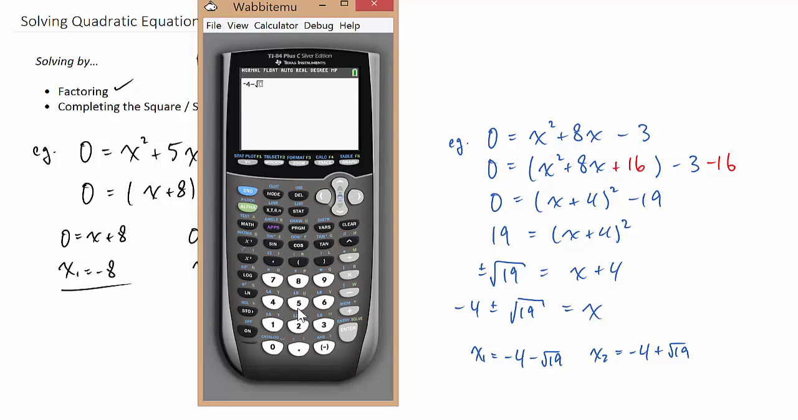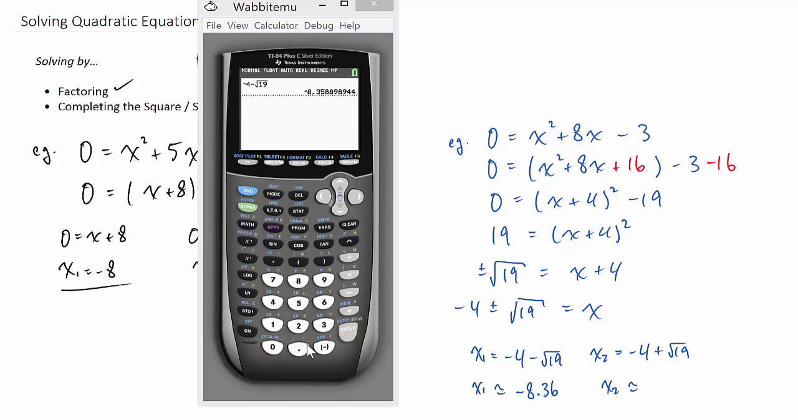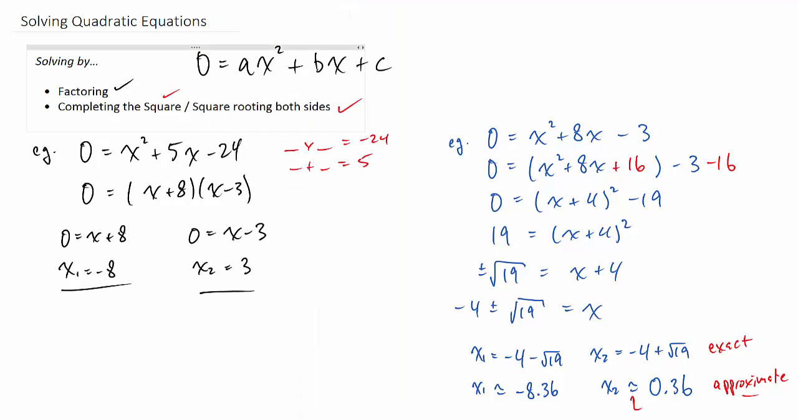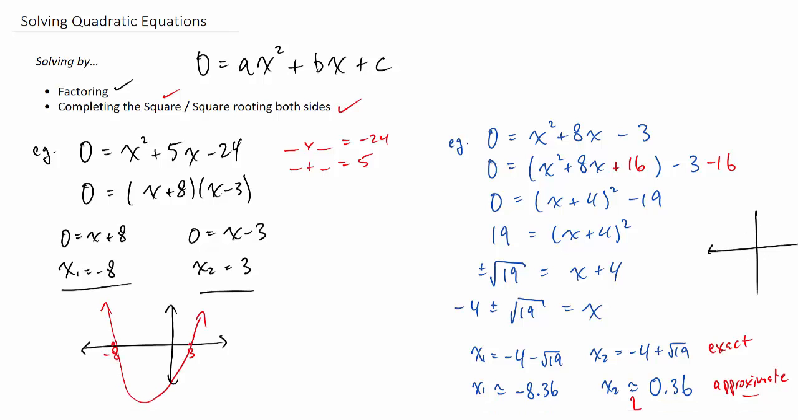We could, on a calculator, type these in and get some approximate decimal answers. So that'd be about negative 8.36, and this one would be about, let's see, 0.36. And again, those represent the two x-intercepts, or the roots, of the equation. And notice the difference between an exact and an approximate answer. So that was factoring, and then completing the square, so square rooting both sides, and both have the same goal. You're ultimately finding x-intercepts of quadratic functions.